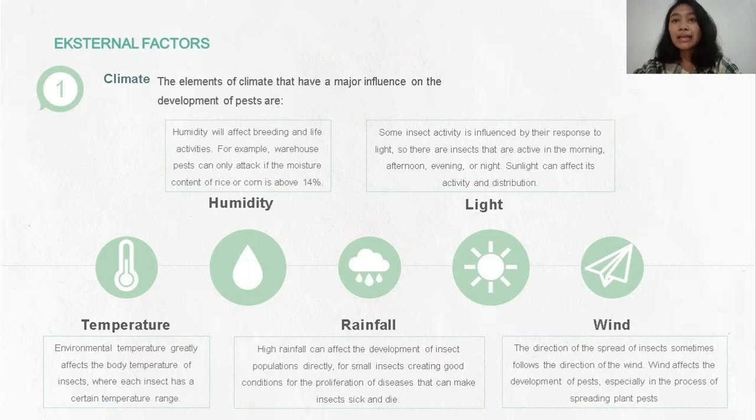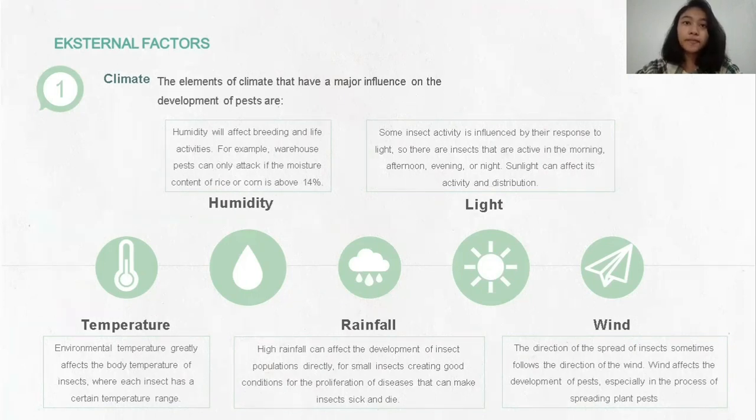And the second is light. Some insect activity is influenced by their response to light. So there are insects that are active in the morning, afternoon, evening, or night. Sunlight can affect their activity and distribution.